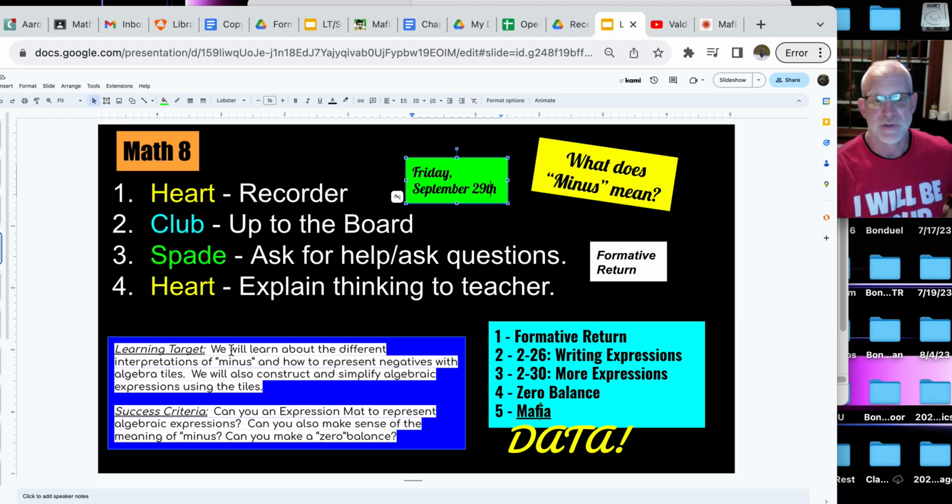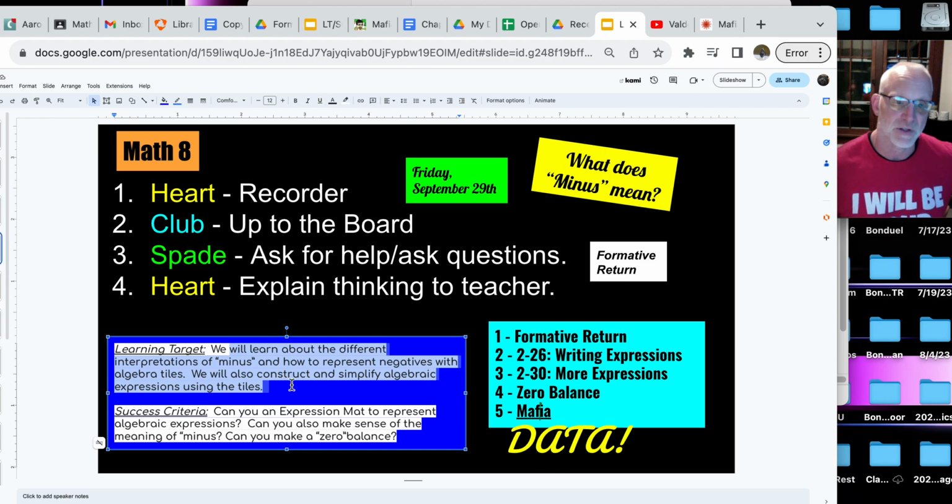Learning targets for today, we want to learn about the different interpretations of minus and how to represent negatives with algebraic tiles. We also want to construct and simplify algebraic expressions. So what does that mean to you for a success criteria? Can you access an expression mat? Can you use an expression mat to represent an algebraic expression? Can you make sense of the meaning of minus? Kind of like what we talked about, negative, and in this case, opposite. That's the expression mat. And then finally, can you make a zero balance?